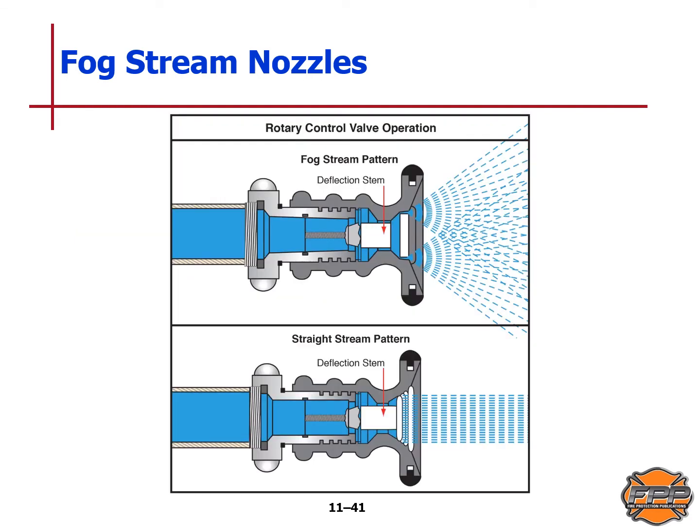This gives you an example of how this works. This is rotary control valve operation, a fog stream pattern, and you see the deflection stem inside. You see how it's set one way in the top illustration and produces basically two triangular fog patterns. On the bottom, you see where the deflection stem is in farther, and it produces basically columns of water droplets.